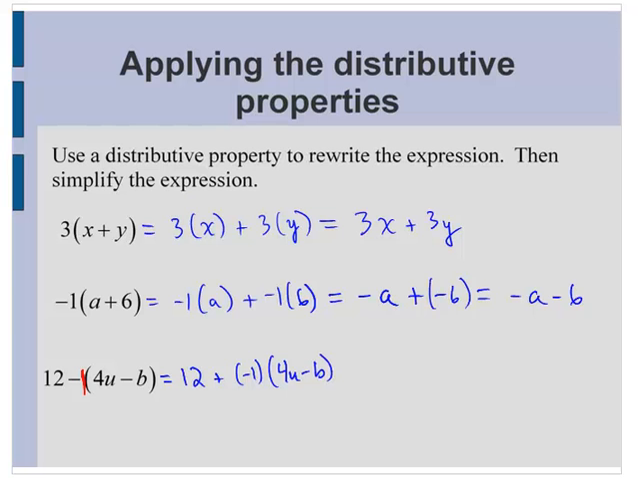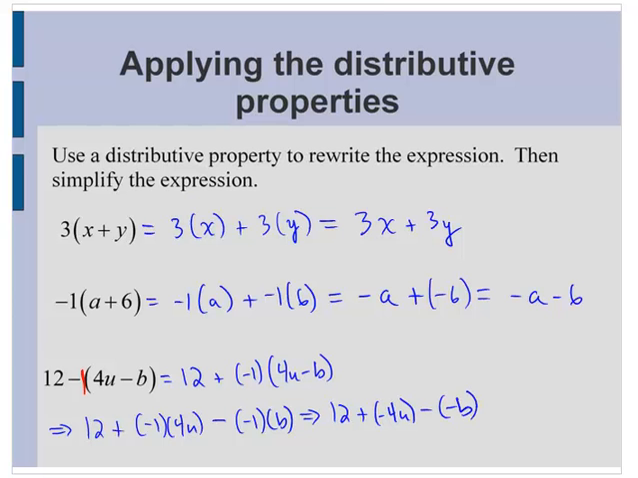Now we can distribute that negative 1 through the quantity. So that would become 12 plus negative 1 times 4u minus negative 1 times b. Negative 1 times 4u is negative 4u. So that's 12 plus negative 4u. Negative 1 times b, so now we have minus negative b.